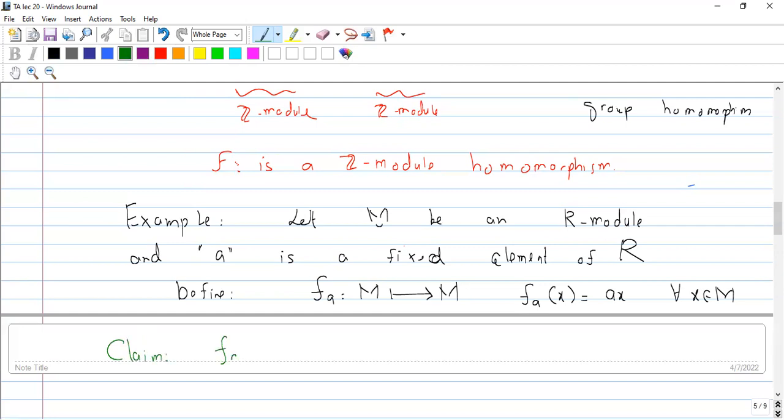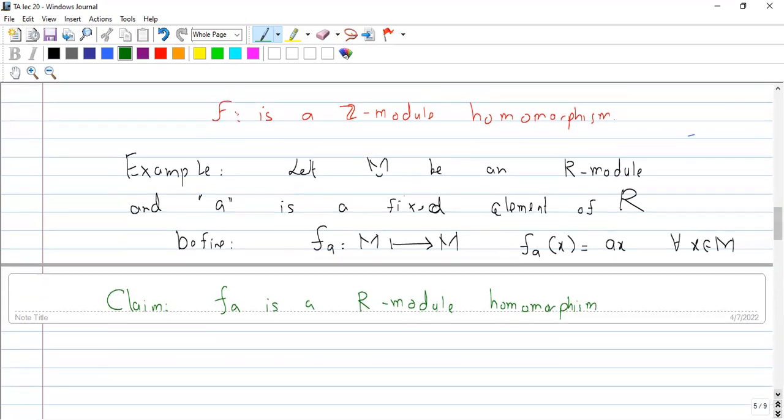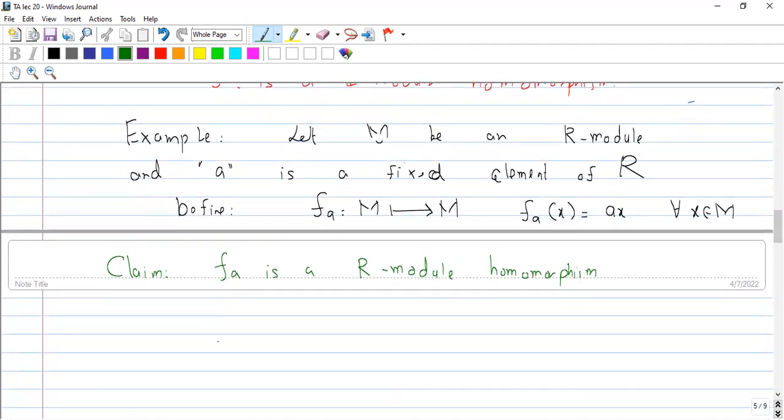So what is the claim that this f_A is an R module homomorphism. So one can check it easily because for condition number 1, that for x, y in M, f_A of x plus y, by definition it is equal to A times x plus y, and it is equal to Ax plus Ay, and this is equal to f_A of x plus f_A of y.